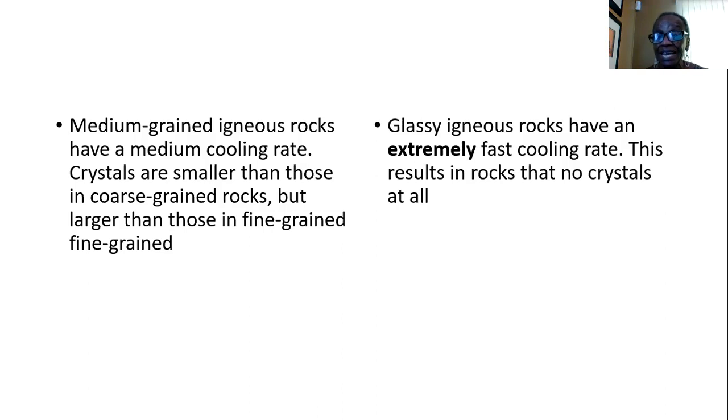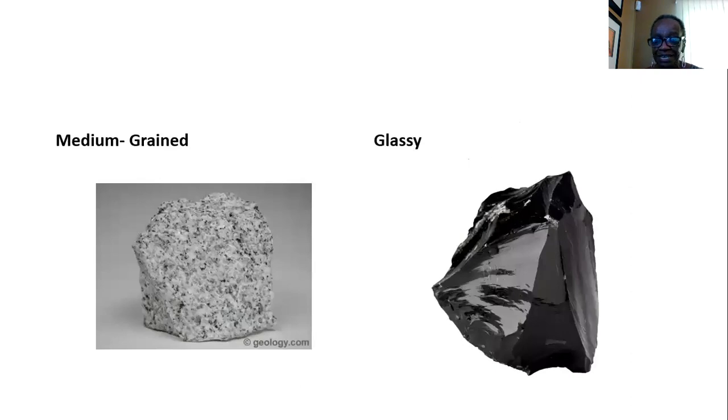And then we have glassy igneous rocks. The lava cools extremely fast, so fast that there are no crystals at all. And here are some examples. Look at the medium grain here. And then glassy, no crystals at all. You probably recognize the one on the right as obsidian, and this medium grain one on your left happened to be a granite.